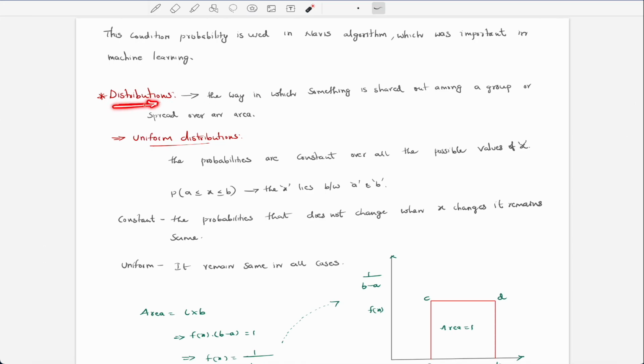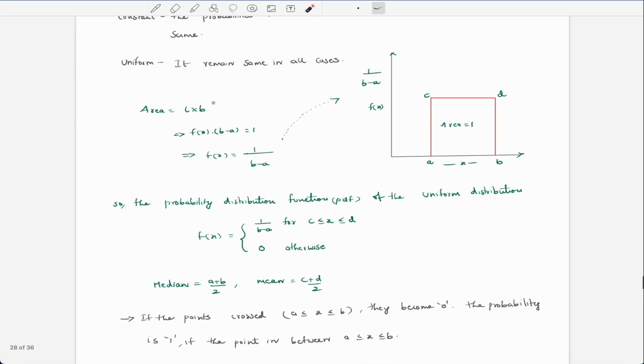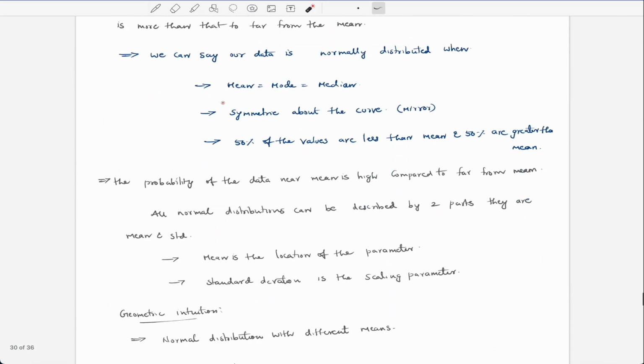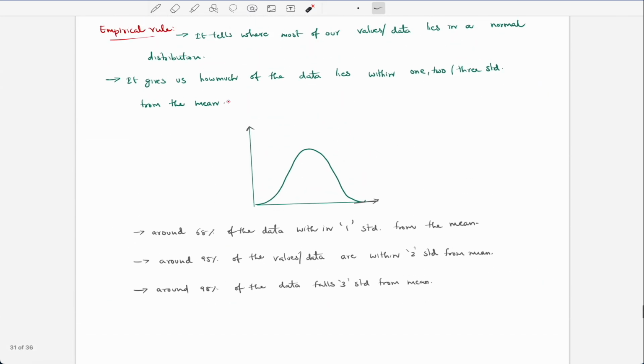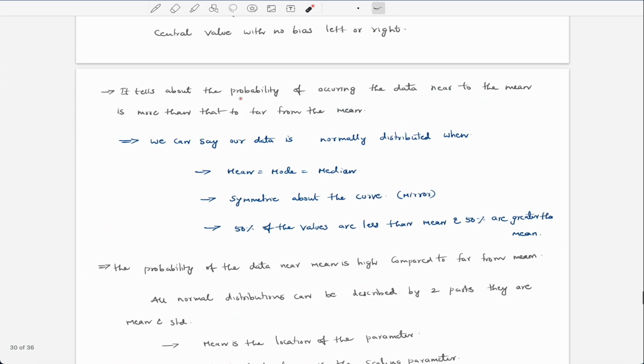Distribution just means a way of sharing something out among a group. If we have 10 biscuits, 10 cookies, and we're going to distribute them to 10 people, right? So this is a distribution. In probability and statistics we have a lot of distributions, and we're going to cover each and every one.